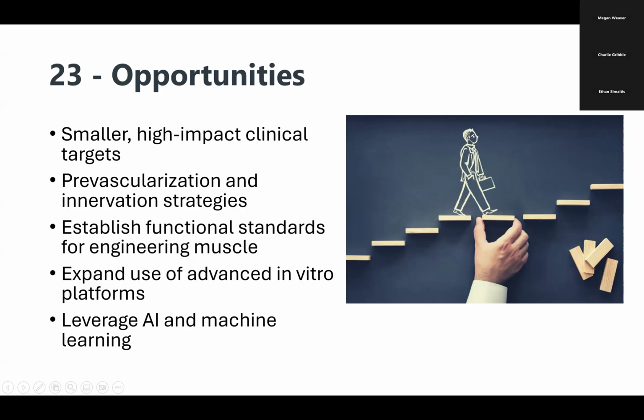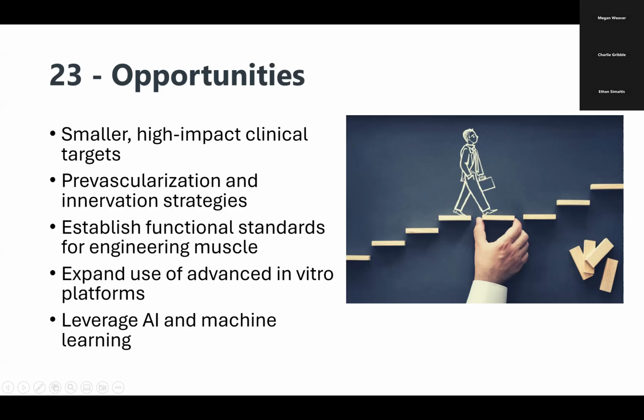Third, establishing functional standards for engineered muscle. One of the most practical things we can do right now is set clear performance benchmarks, such as what percentage of native muscle should be restored, how much fatigue is acceptable, and things along those lines. And creating these standardized metrics would help compare results across studies and accelerate regulatory approval down the line.